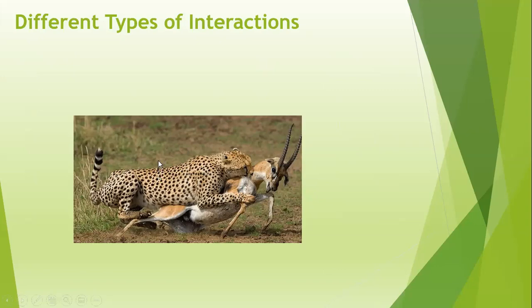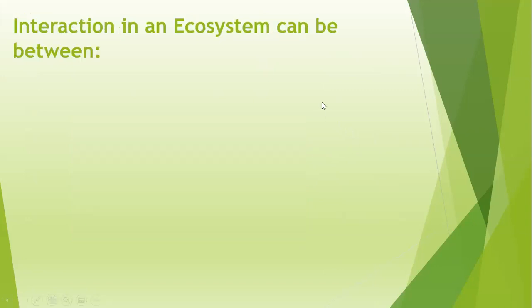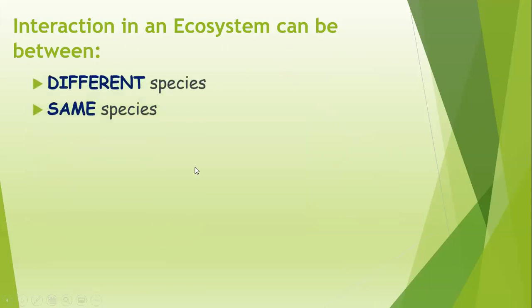So in different types of interactions, different results are there. Sometimes it is harmful, sometimes it is a beneficial relationship. So we are going to talk about these things. So first of all, interactions in an ecosystem can be between different species.